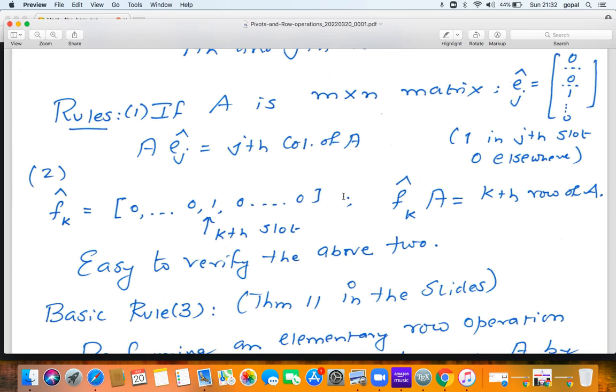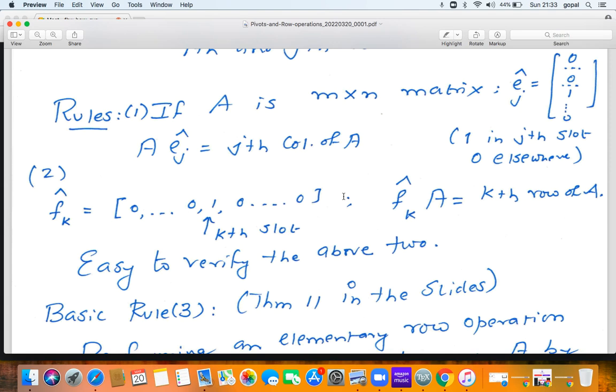A is an m cross n matrix, so e_j must be an n cross 1 matrix. Otherwise, the matrix product will not make sense. So in order for the matrix product A e_j to make sense, you want e_j to be the n cross 1 matrix with 1 in the jth slot and 0 everywhere else. A e_j picks out the jth column of A.